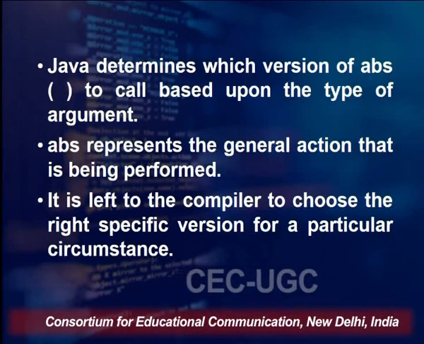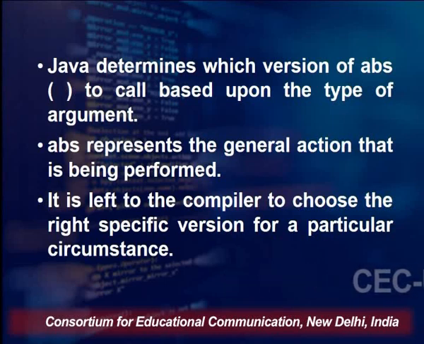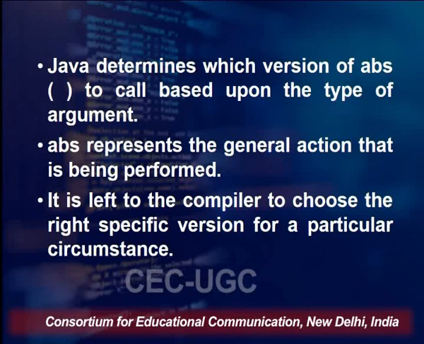So the function abs represents the general action that is going to be performed, and it is up to the compiler to choose the very specific version for a particular circumstance. The circumstance here is actually your parameter. So if the parameter is an integer, the compiler will call the integer version of abs, and if the parameter is floating point, the floating point version of the abs function will be called. So it is up to the compiler to choose the correct version for a particular circumstance, or we can say for a particular variable.